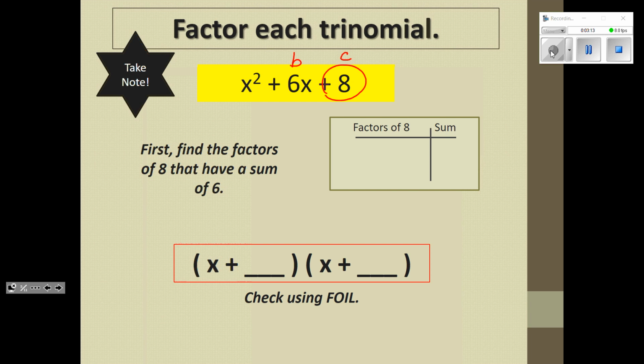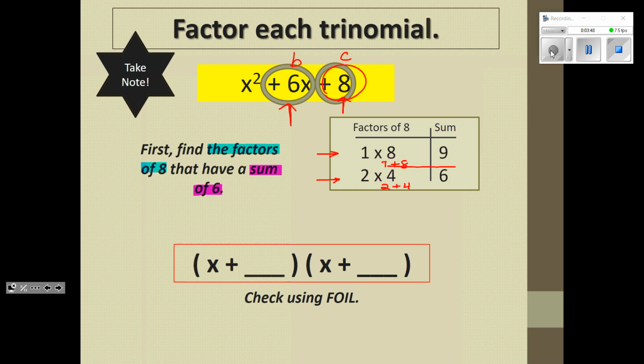So the first thing you do is look at the last term, the c term, and think about factor pairs that you can multiply together to get a positive 8. So I listed them out here for you. We have 1 times 8 makes 8, and 2 times 4. These are the only 2 factor pairs where they get 8. Now we're going to take those same 2 numbers, but we want them to add together to get the b term, which is 6. So 2 plus 4 is 6 right here.